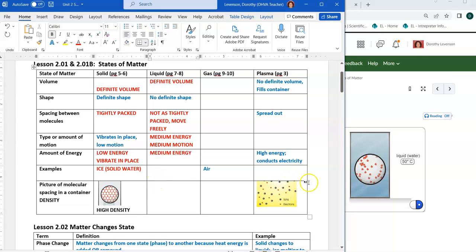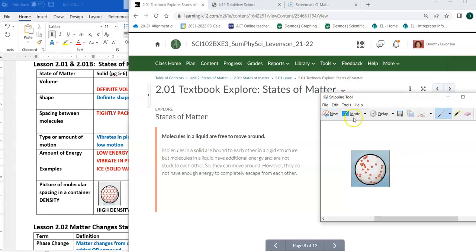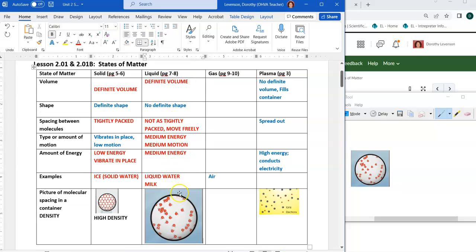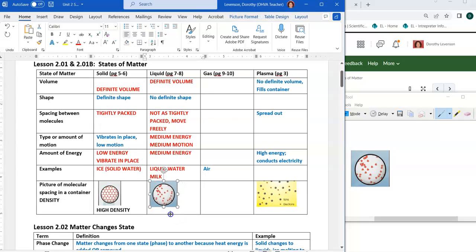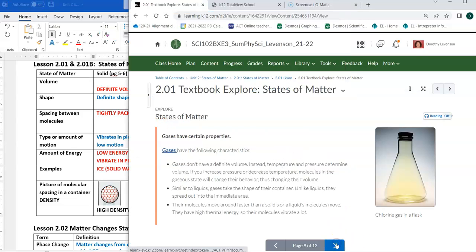And then examples could be liquid water. You could do milk, vinegar, juice, whatever. And then again, a picture. We can do a new little snipping tool, right-click, copy, go on to our study guide, right-click, and paste. And of course, shrink it down. And we're going to do a medium density. We'll get that density from part 2B, but we'll get that in a minute. Then we can go to pages 9 and 10 for gases.